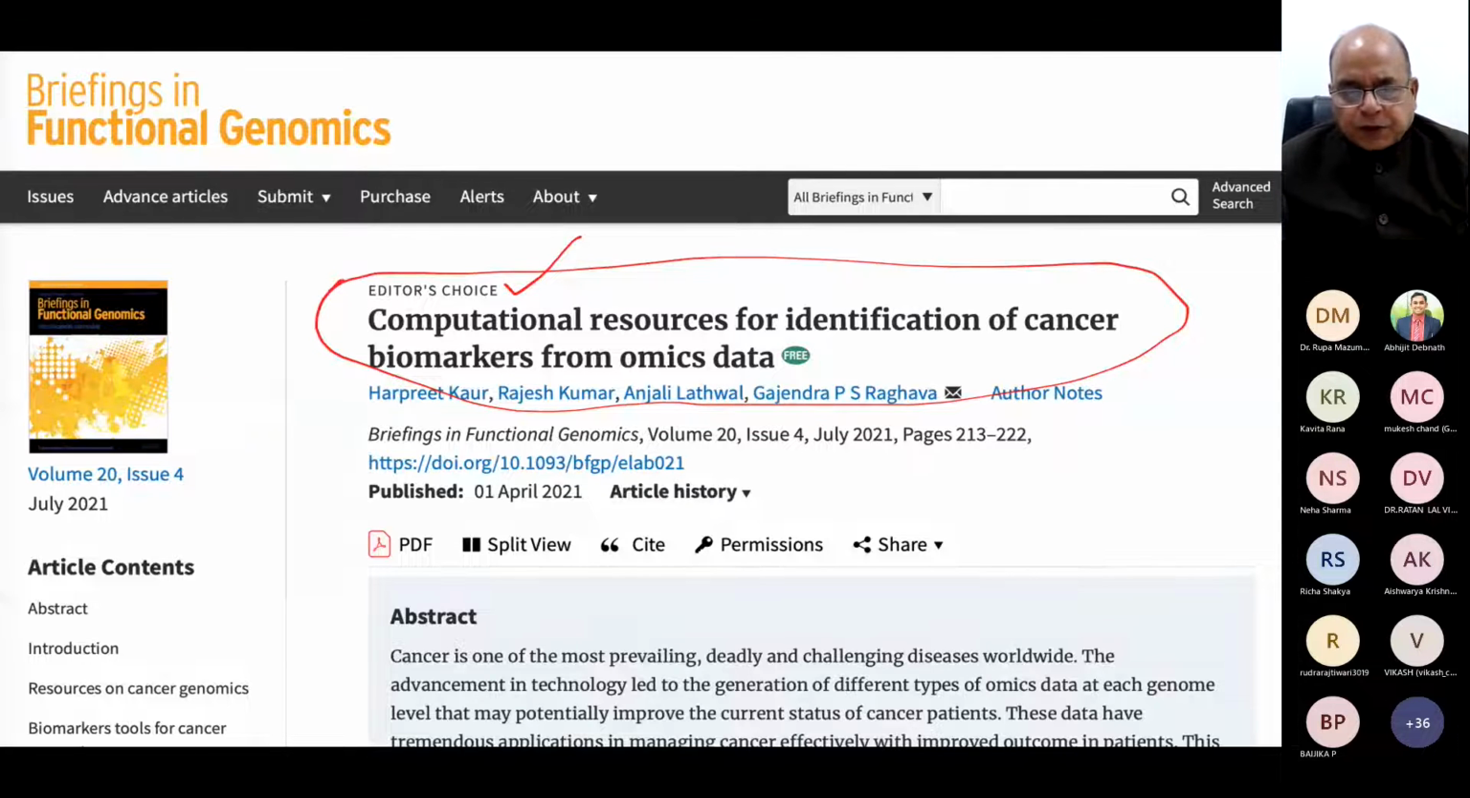It's a good journal. So I will advise you to read this paper. This is freely available. You can read it and you will get all the information, not from our group only, but from other groups as well. So that's the advantage of this review, that it will cover most of it.